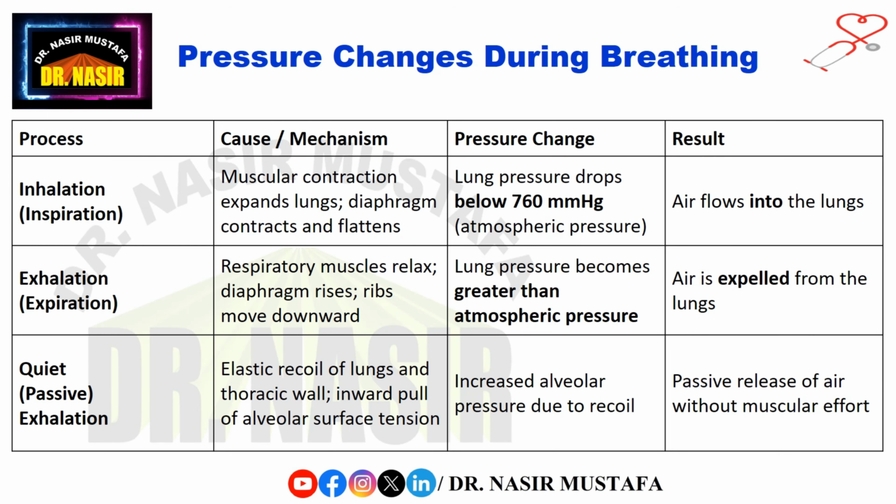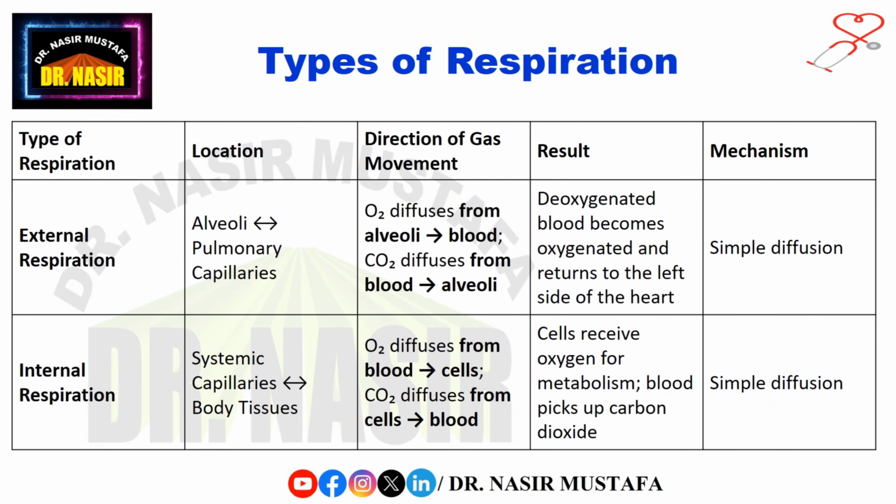External respiration is the diffusion of oxygen from alveolar air into pulmonary capillary blood and the diffusion of carbon dioxide in the opposite direction. Deoxygenated blood becomes oxygenated and returns to the left side of the heart. This exchange occurs by simple diffusion. Internal respiration occurs as oxygenated blood from the left ventricle travels through systemic arteries into tissues. Oxygen diffuses from blood to cells and carbon dioxide diffuses from cells into the blood.